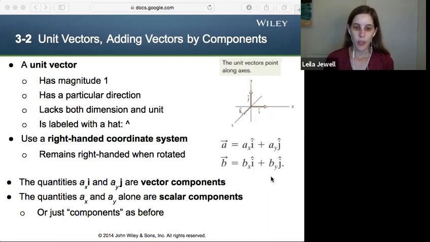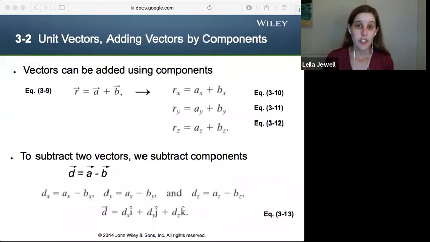Now within this, the quantity of a_x times i hat is the vector component. It's the vector piece of vector A. If you then have a_x or a_y without the unit vector, those are scalar components, or just components as before. They no longer have a direction attached, they're just a scalar, and so they're much easier to work with mathematically. So we like when we can write our vectors in terms of scalars. That's why unit vectors are really powerful.